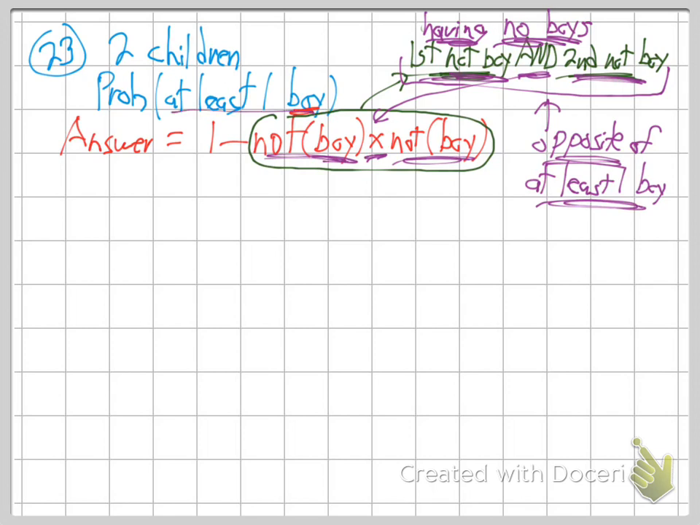They're saying, what's the chance of having at least one boy? So I got to take 1 minus that because it's the opposite. That's how you always handle at least one questions. You do it by doing the opposite. You do 1 minus the opposite, and the opposite is not what they're asking times not what they're asking. I did it twice because there's 2 children.